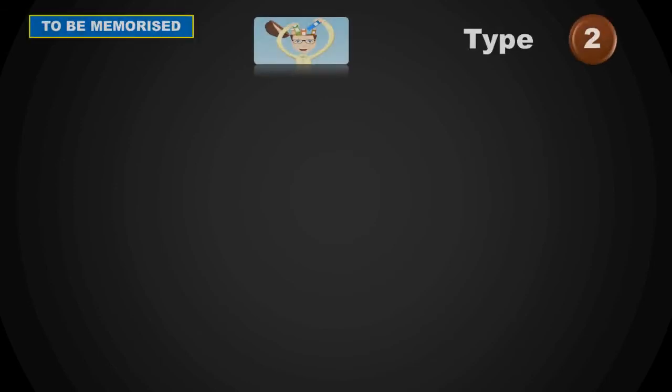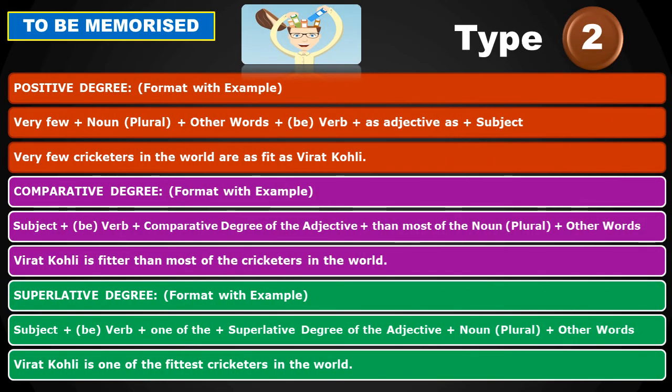Now let us move to the next format, type 2. Here the format of the positive degree is very few plus noun. Remember, the noun has to be plural, plus other words, plus be verb, plus as adjective as, plus subject. Example, very few cricketers. Remember, it is not cricketer, cricketers. When there is very few, it has to be plural.